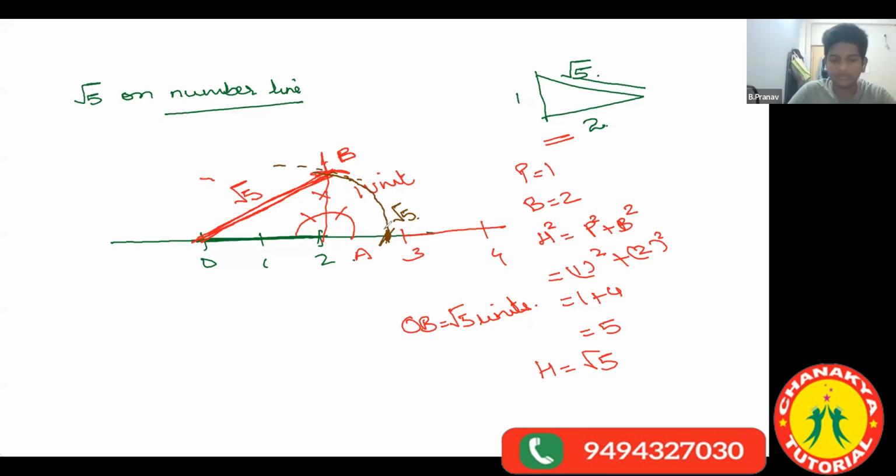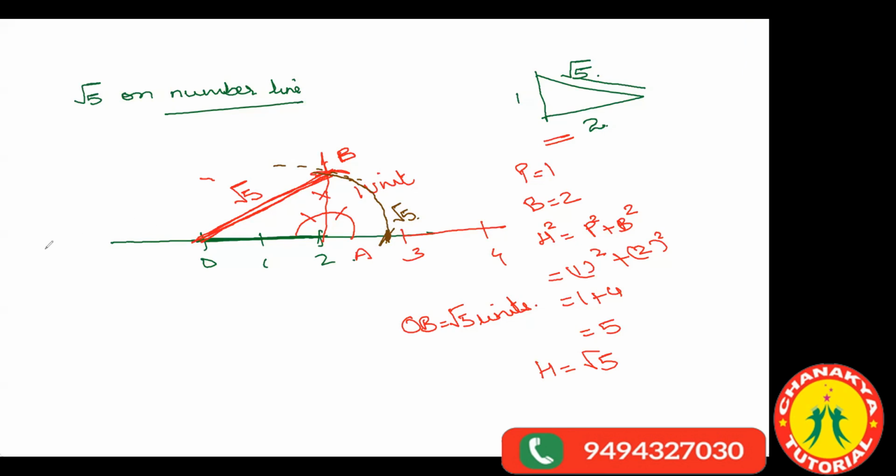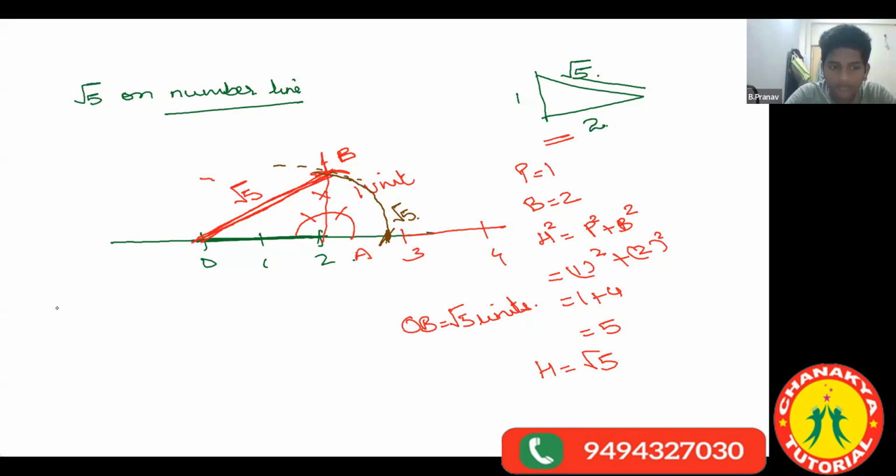Done, ma'am. Done? Yes, ma'am. All have understood, children? Is there any doubt now? How to represent root 2, root 3, root 5 on number line? No, ma'am. Okay.